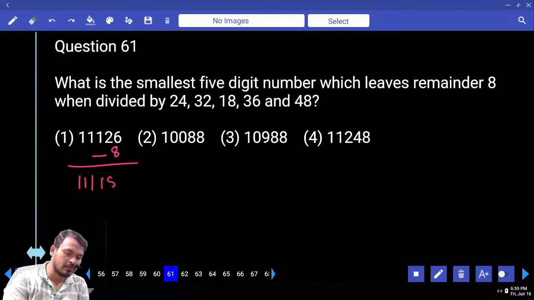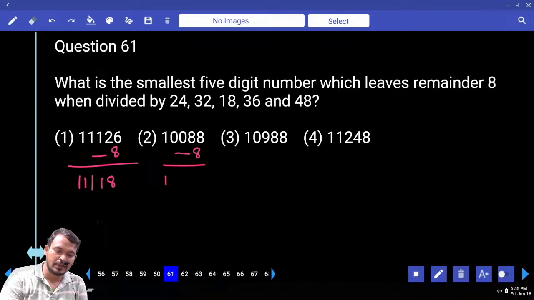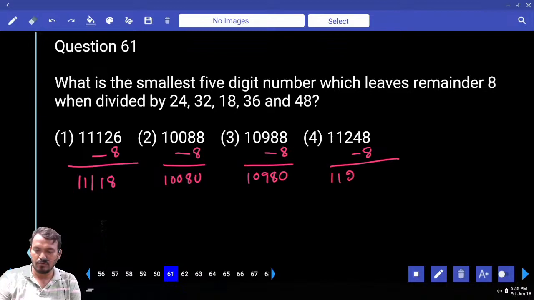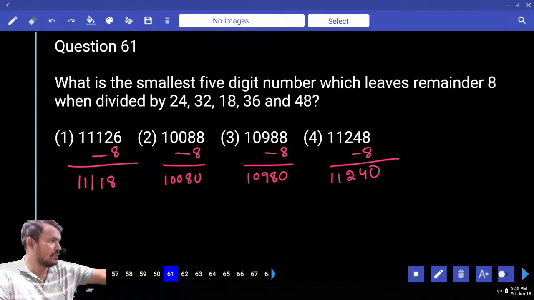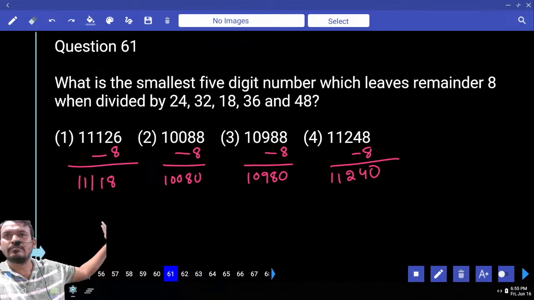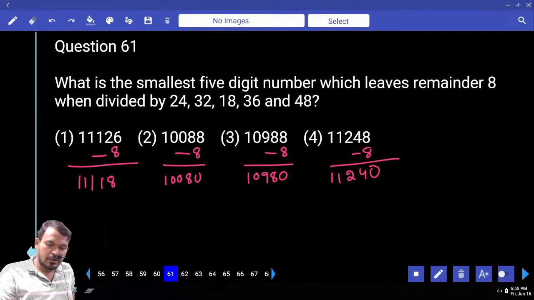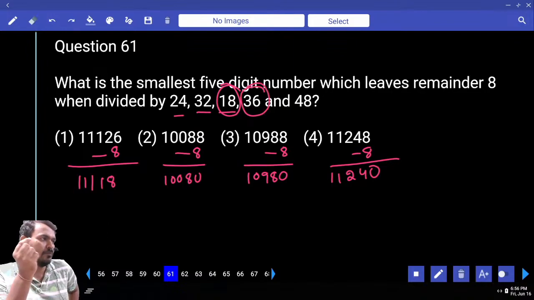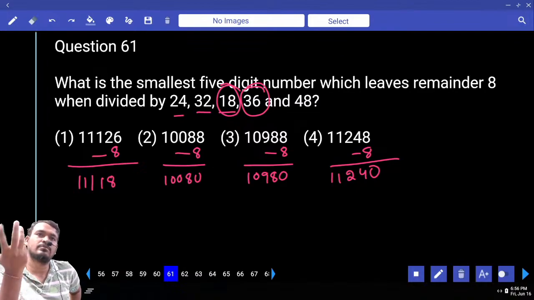First option 10,008... second one 10,080. Next, third one 10,980. Last one, subtracting remainder, 11,240. All these are other than the remainder value, meaning the values are exactly divisible by the given numbers. 24, 32, 18 are multiples of 9, 36 also a multiple of 9. Out of the given values, if only one value is a multiple of 9, the answer is also a multiple of 9.